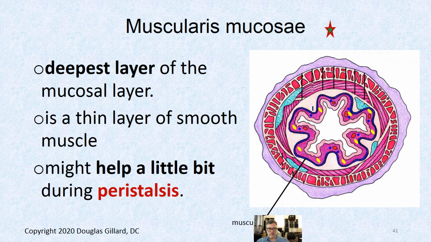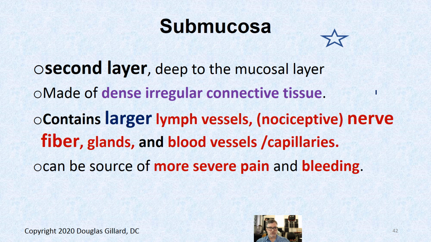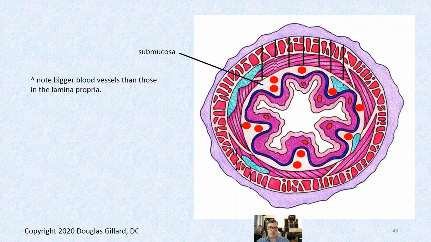Okay, the blue layer here, that's the muscularis mucosa. It might help a little bit. It's made of smooth muscle, but it's pretty wimpy compared to the circular and longitudinal muscles of this next layer. We're going to talk about the submucosal layer. That is made of dense irregular connective tissue. It contains much bigger nerves and blood vessels and capillaries, so it can generate more bleeding and more pain. I didn't draw everything in, but I drew these blood vessels much bigger here in the submucosa in this light pink area. It also has our first nerve plexus.